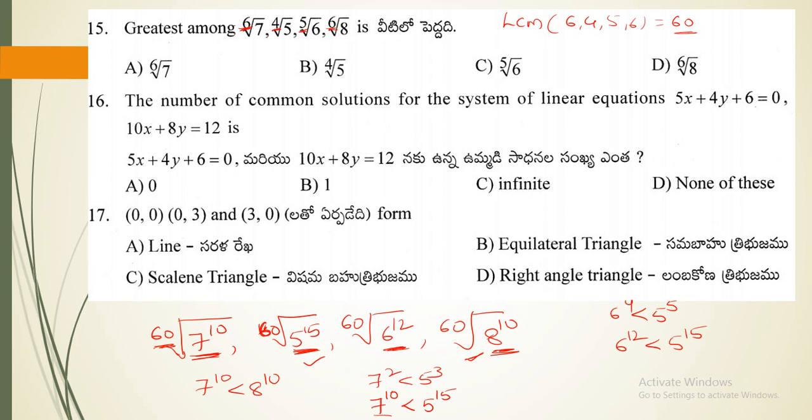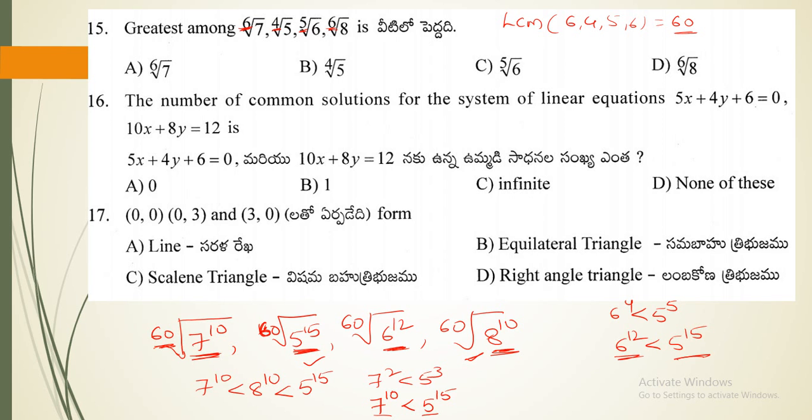So clearly 7 power 10 is less than 5 power 15. Now if I write them in order, what is the order that I am going to get? 7 power 10 is less than 8 power 10 and 6 power 12 is less than 5 power 15. From this, 7 power 10 is less than 8 power 10 is less than 5 power 15, right? Already 6 power 12 is also less than 5 power 15.